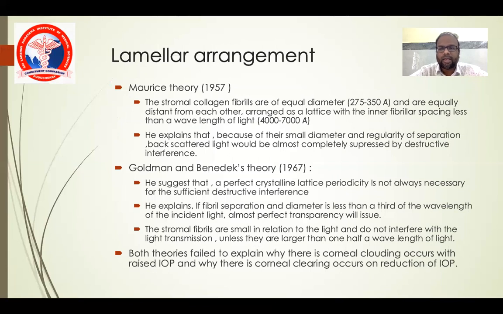Okay, now let us look at the lamellar arrangement of the cornea. That is, what contributes to the corneal transparency is the regular arrangement of the collagen.